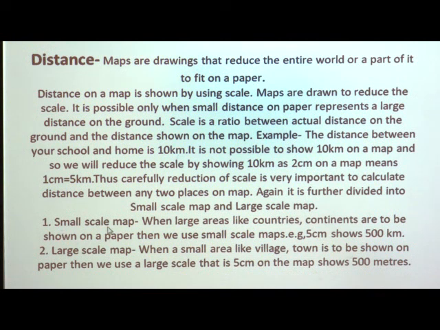So what do you mean by small scale map? Small scale map means when large areas like countries and continents are to be shown on paper, then we use small scale maps, like 5 centimeter shows 500 kilometer. So when we want to show large areas like big countries or continents, we use small scale map. Here we reduce the scale of the map. Like if you want to show 500 kilometer, we reduce it to 5 centimeter and show the distance.